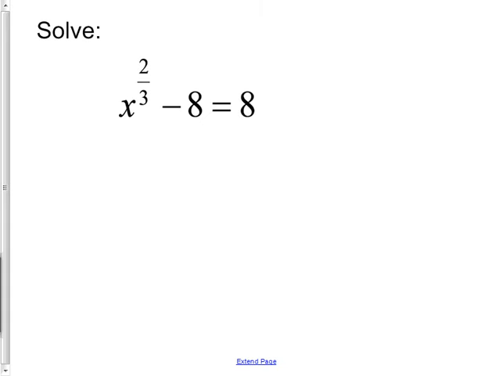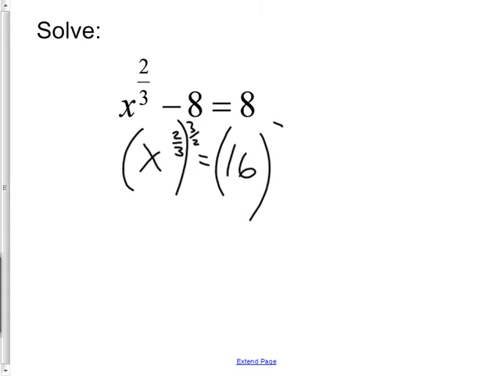This is one I would expect you to be able to do in your head. x to the 2/3 equals 8 plus 8 is 16. Then put that to the 3/2 power, and then x is equal to, that cancels. 16 to the 1/2 is the square root of 16. Square root of 16 is 4. 4 to the 3rd is 64.